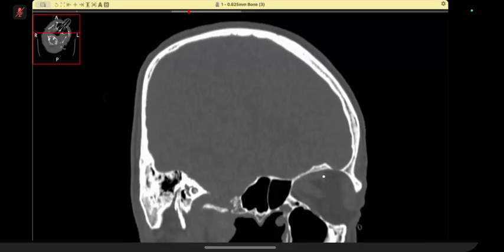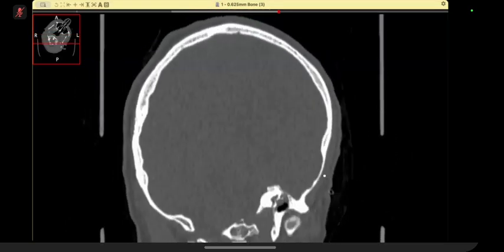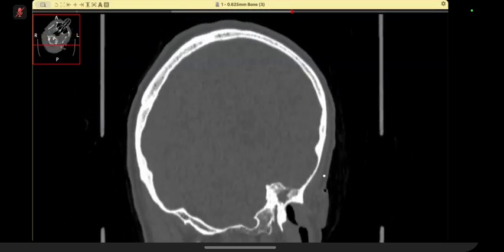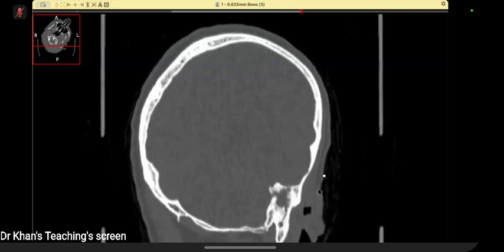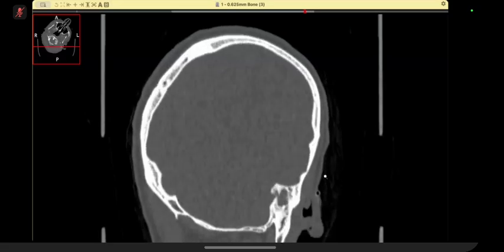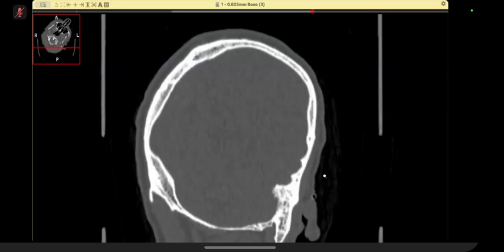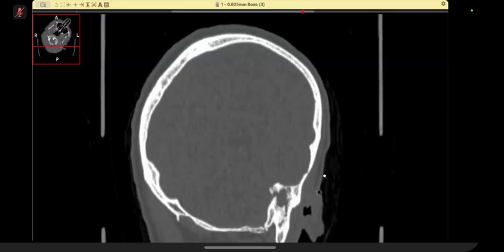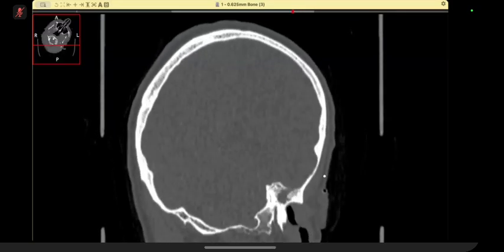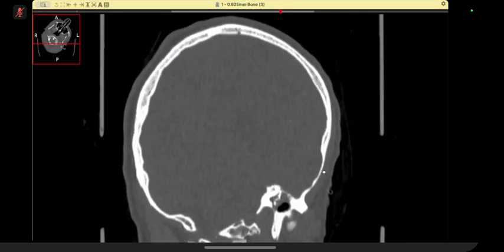These are sagittal images. Sorry, this is slightly oblique. I'm showing a simulated coronal, a coronal oblique type of thing, because the patient could not cooperate. There is a focal loss of bone at the level of the mastoids, and the same findings are re-demonstrated.